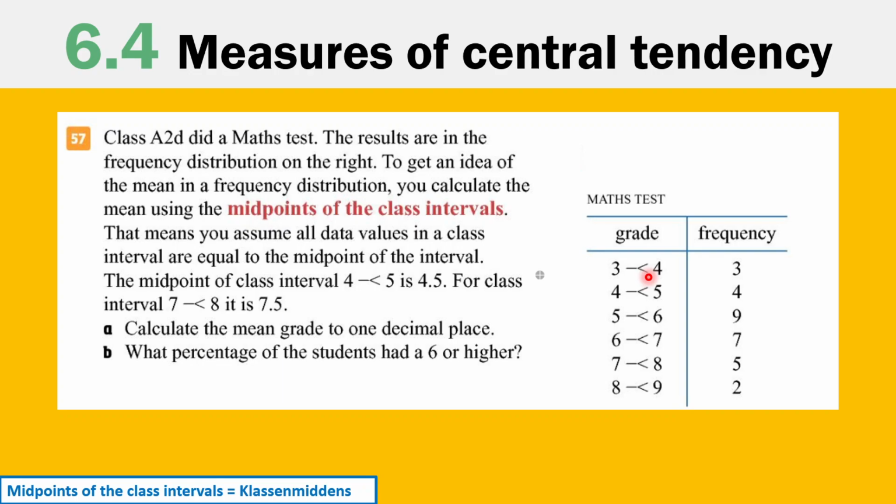So you can just assume that in this class interval, all numbers are 3.5. And in this class interval, all numbers are 4.5. And in this class interval, they're all 5.5. Of course, not true, but that way we can kind of estimate what, for example, the mean grade is. Okay, this will come back in the project as well.